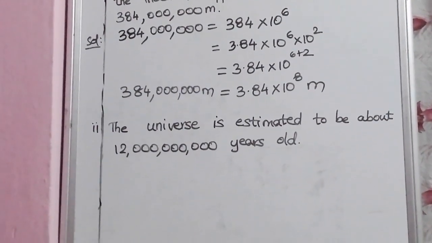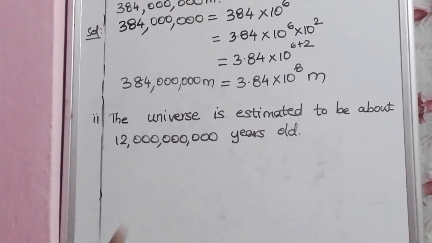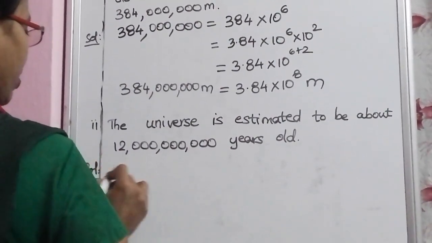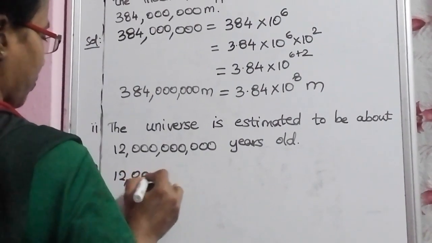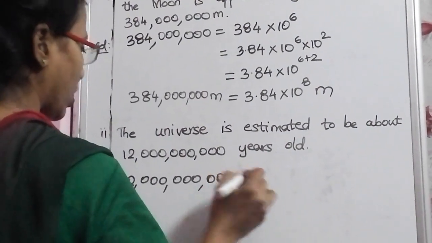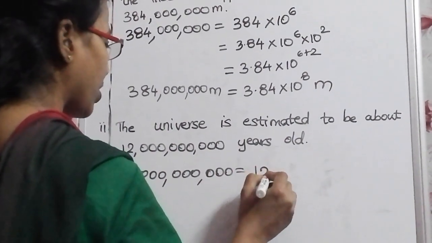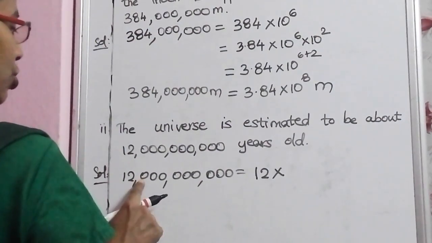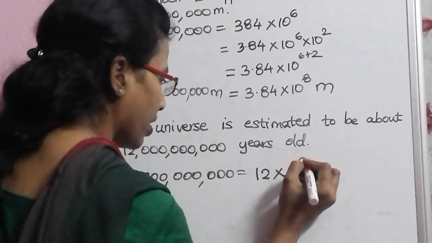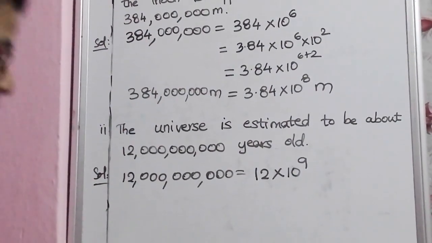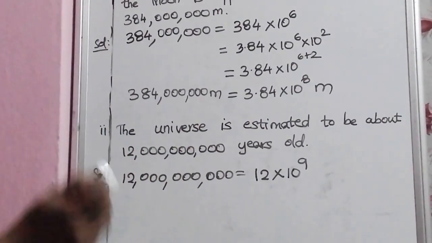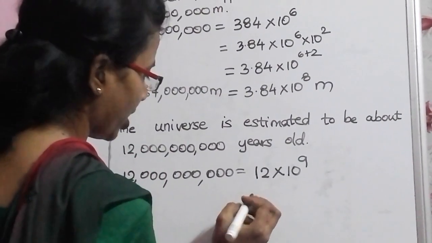The universe is estimated to be about these many years old. So let's copy the value which is given in the question. Now let us write 12 into, how many zeros? 1, 2, 3, 4, 5, 6, 7, 8, 9. So it is 10 to the power 9. Now, is this the standard form? No. Why? Because 12 is greater than 10.